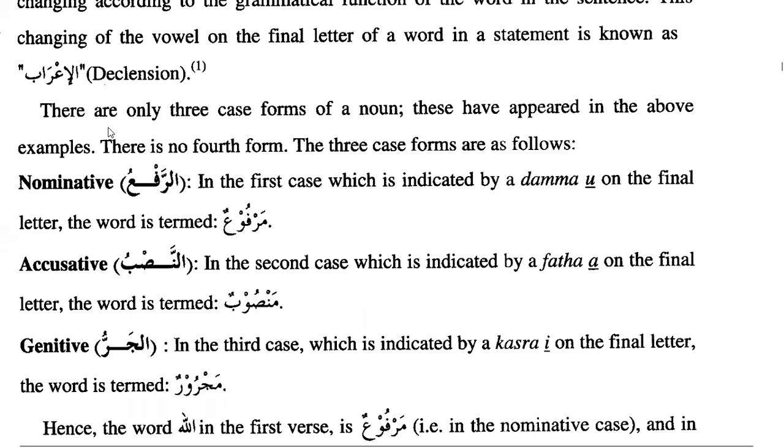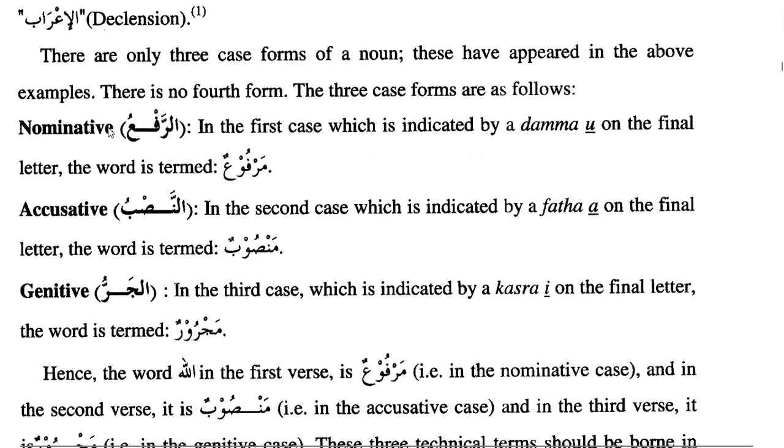Accusative, an-nasbu. In the second case, which is indicated by a fatha, a, on the final letter, the word is termed mansub. Genitive case, al-jarru. In the third case, which is indicated by a kasra, e, on the final letter, the word is termed majrur. So any word which has dhamma, u, you will call a marfu word, and its state is called rafa. Any word which has fatha, you will call a mansub ism, and its state is called nasb. And any word which has kasra, you will call a majrur word, and the state is jarr.